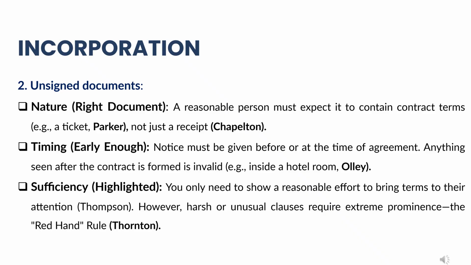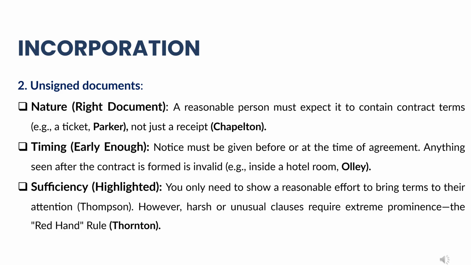The third test is sufficiency of notice. The party relying on the clause must take reasonable steps to bring it to the other party's attention. Importantly, they do not need to prove that the clause was actually read, only that reasonable notice was given. This principle can be seen in Thompson v. LMS Railway. However, where a clause is particularly harsh or unusual, the courts demand a much higher standard of notice.